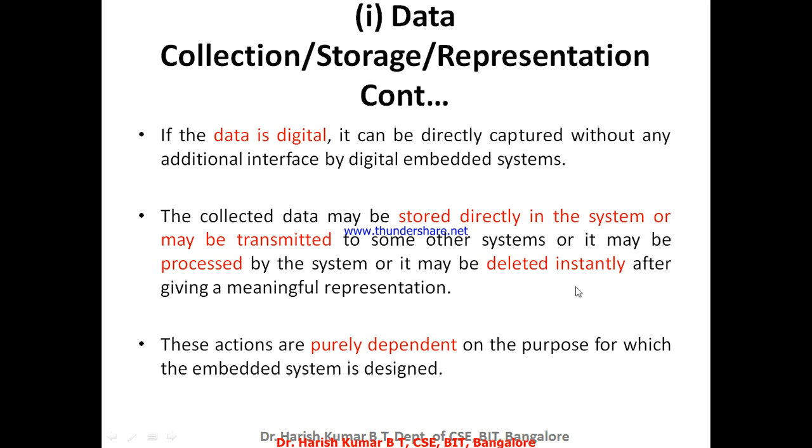So for example, the majority of the embedded systems or devices which are used in the medical field do this. For example, an ECG machine is not going to store anything. It captures the data, represents it in a meaningful format, and immediately after it is represented, the data is deleted. So I'll show you with the example later.